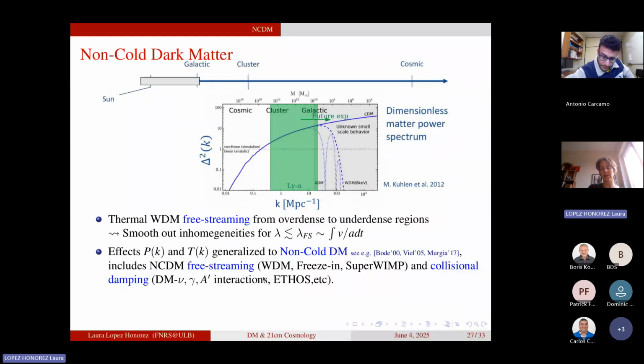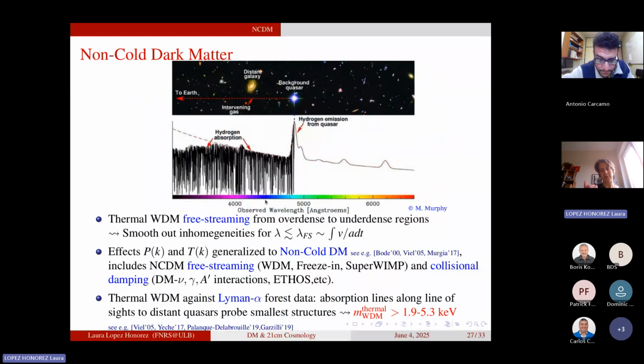I mentioned free-streaming dark matter, freeze-in, and super-WIMP, but you could also suppress the power spectrum by collisional damping for dark matter interacting with light degrees of freedom, such as dark matter-neutrino interaction, and so on. The Lyman alpha forest observation that I mentioned before can already probe the matter power spectrum in the colored contour here. Currently, these observations consider the Lyman alpha forest's signature into distant quasars due to the gas in between the quasar and us.